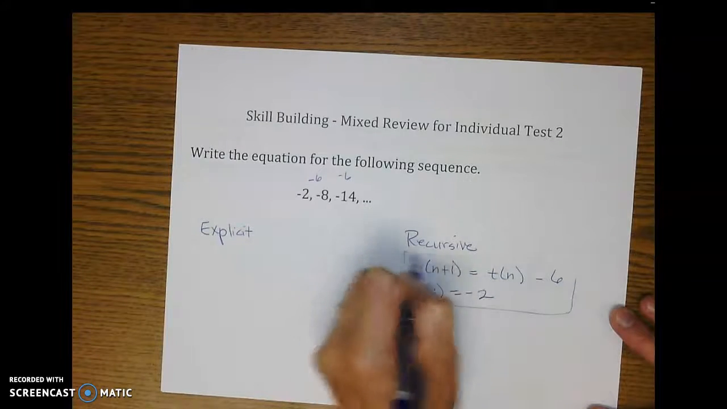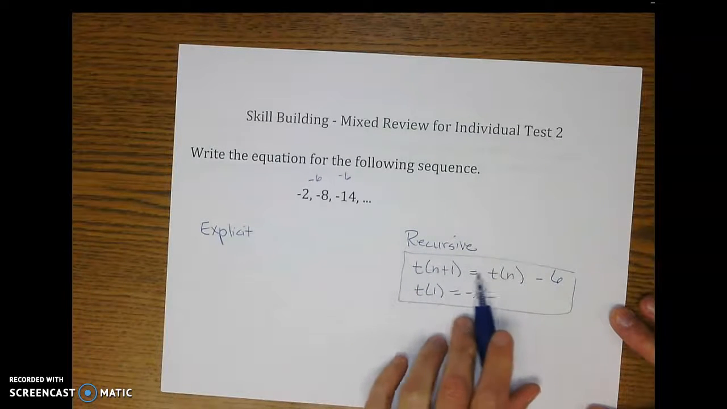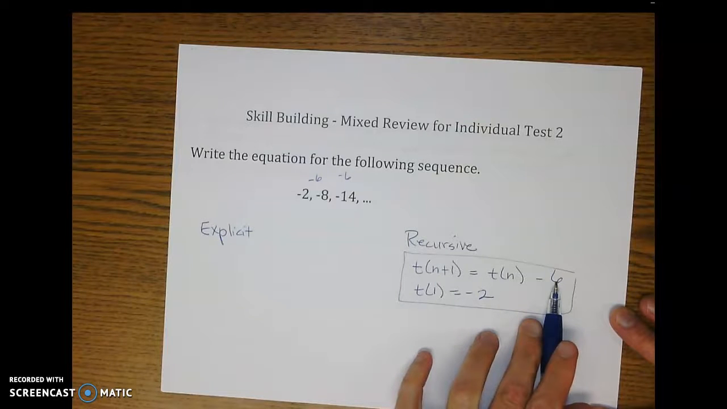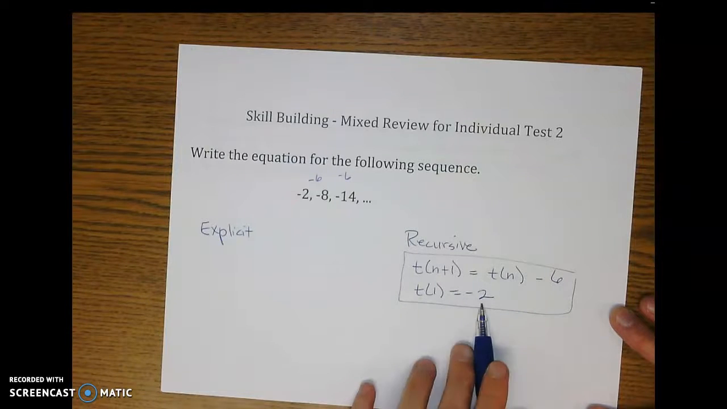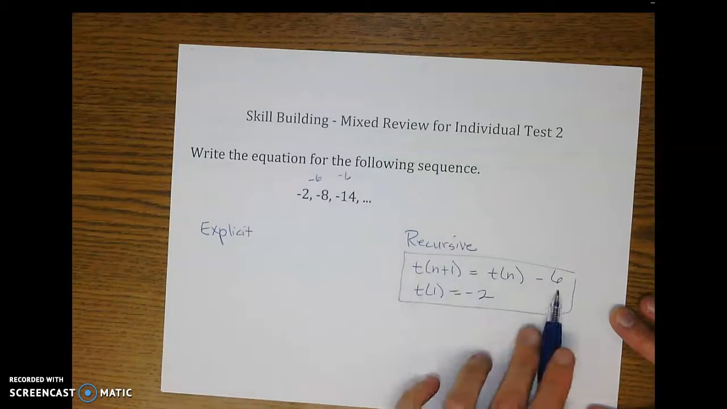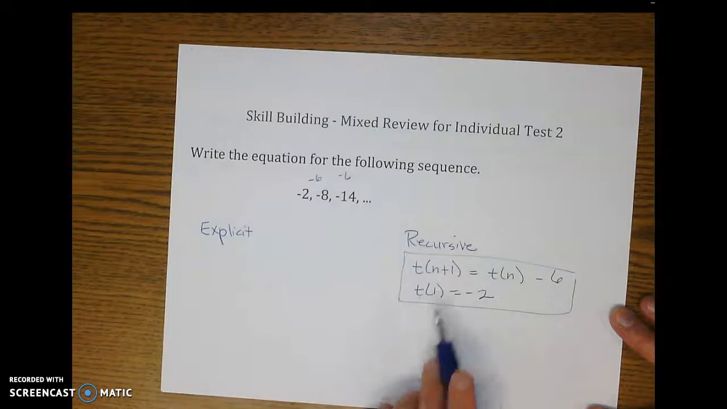That's it for recursive. So this beginning part is always the same. To get the next output, you take the current output and subtract 6. The first one is -2. So then they can do this. -2, put that right there, and -6, I get -8. -6, I get -14. So this works.